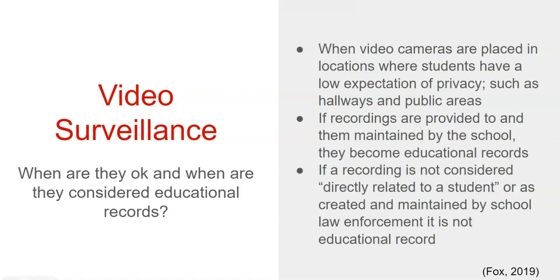So FERPA, it is for student records, but it is also for video surveillance. So any video surveillance can be considered as educational records. So when is it okay to video, and when are they considered educational records? So when video cameras are placed in locations where students have a low expectation of privacy, such as hallways, private areas, common areas, that is where it's okay to video.